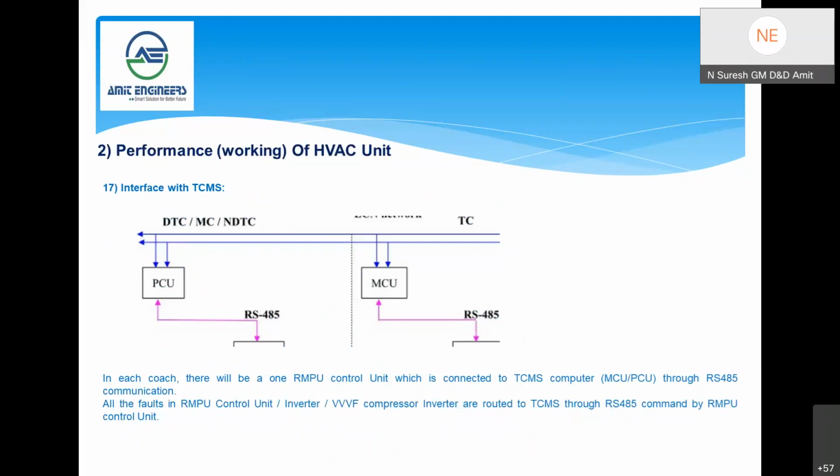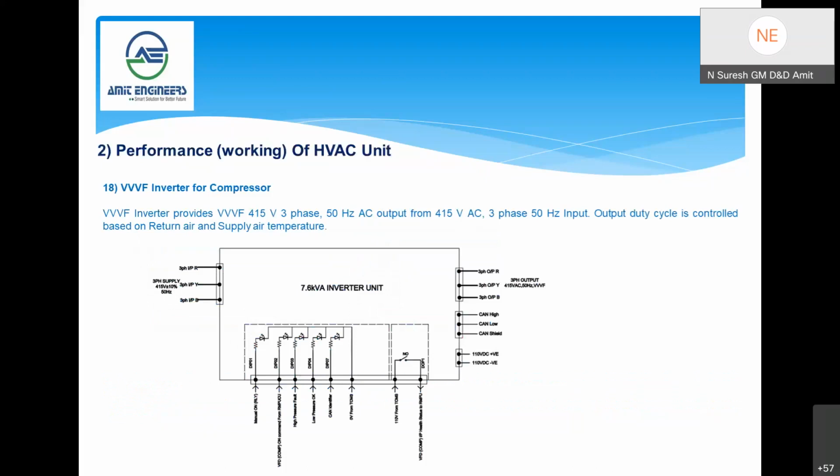So in one coach there will be one RMPU control which is connected to TCMS through RS485 communication. All the faults in the RMPU control unit, inverter, and triple VF drive are routed to TCMS through RS485 command by the RMPU control unit. This is just a brief schematic of the inverter drive, the triple VF drive system.